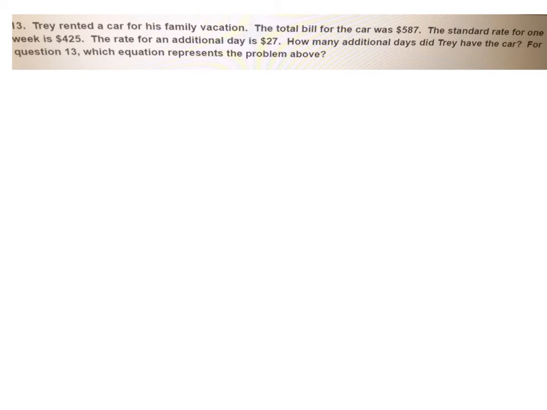Well, guys, in this case, on the test, you're going to have to pick an equation. Today, just write an equation. So first, find the total, 587. We are trying to figure out how many additional days. So our additional days are going to be the x here. So you could write let x equal additional days.